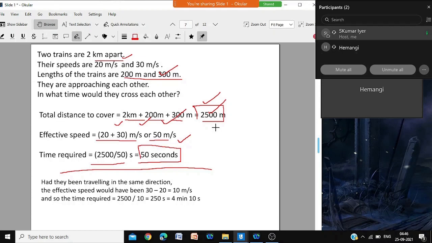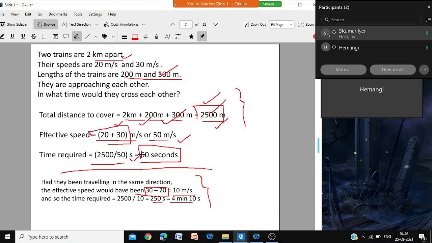2 kilometer gap plus 200 meter plus 300 meter, the distance would be same. But instead of adding the speed, we would be subtracting the speed. So in that case, instead of 30 plus 20, it would be 30 minus 20, that is 10 meter per second. And 2500 meters is the distance. In that case, you will get 250 seconds or 4 minutes 10 seconds if they are traveling in same direction. But since they are traveling in opposite direction, we are adding the two speeds and we are getting 50 seconds.